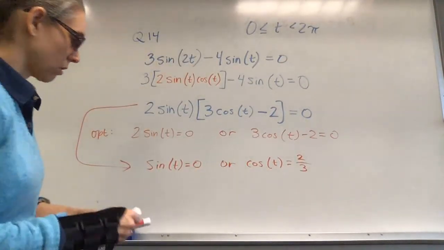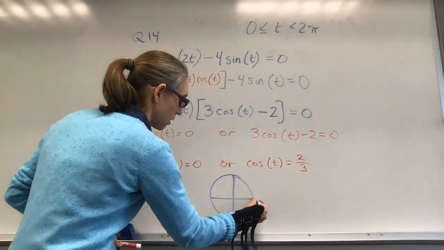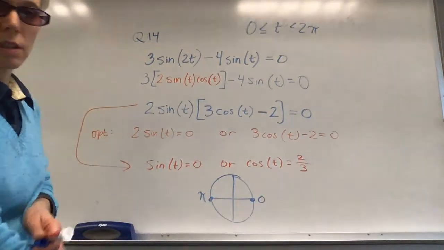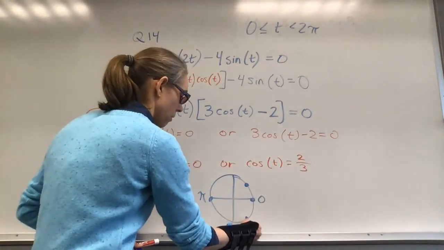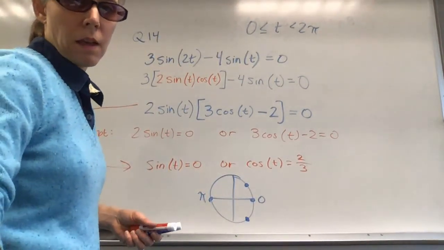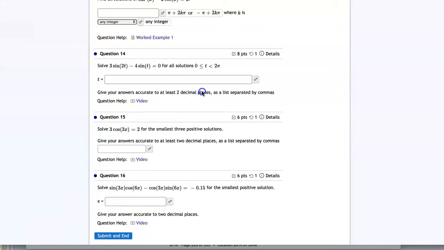So on the unit circle, sine is equal to 0 at 0 and pi. Cosine of 2/3 occurs in the first and the fourth quadrant at some sort of decimal approximation. Let me return back real quick to see how I'm supposed to be entering this. At least two decimal places. Okay, so last time I didn't read the directions, and this time I am.